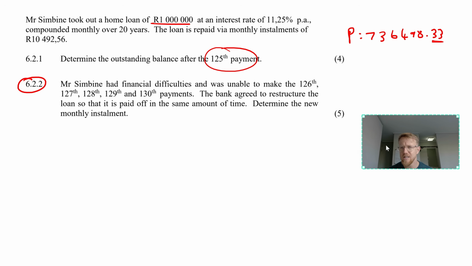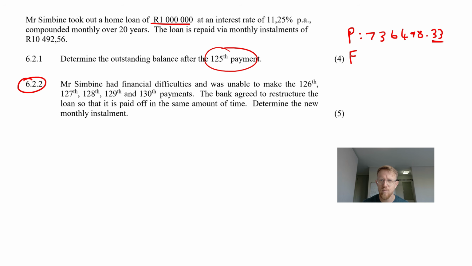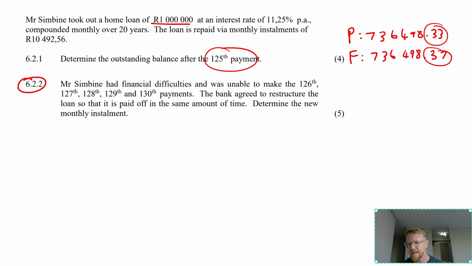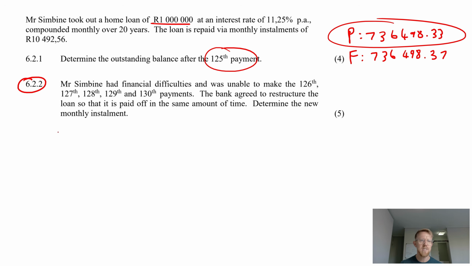Now, just to quickly summarize, I showed two different methods in the previous question in 6.2.1, and we got two different answers depending on which method we chose. The two different methods always give pretty much identical answers, but the cents can often be a little bit different. So for the rest of the question, I'm just going to use this one over here. Now it says, Mr. Simbine had financial difficulties and was unable to make the 126th, 127th, 128th, 129th, and 130th payments. The bank agreed to restructure the loan so that it is still paid off in the same amount of time. Determine the new monthly installment.